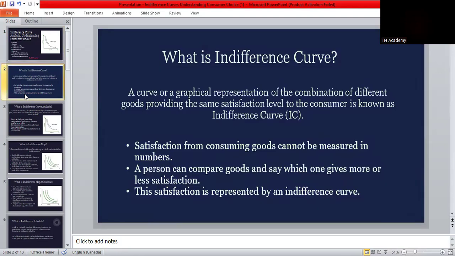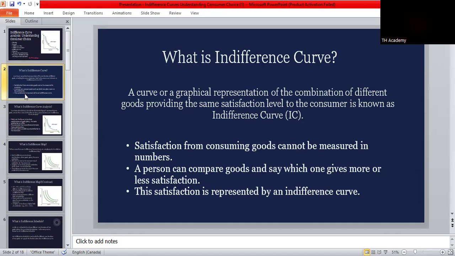An indifference curve is simply a graph that shows different combinations of two goods that give the same satisfaction to a consumer. In other words, it shows how a person can choose between two products, say chocolates and ice cream, and still remain equally happy. So we can't measure satisfaction in numbers, but we can say which combination makes us feel better. That level of satisfaction is what the indifference curve represents.